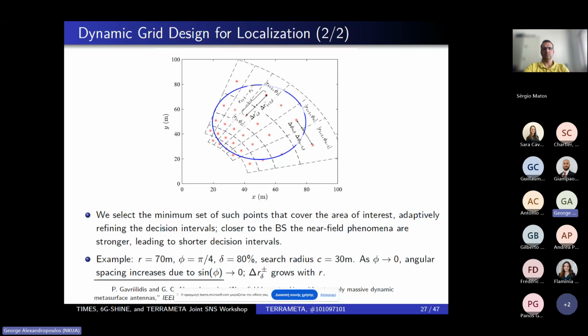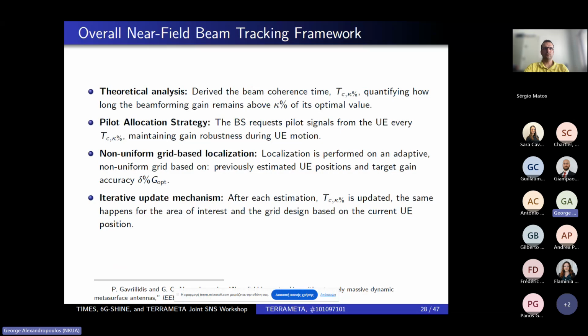I'm not going to go into the details there. You can see details for an example in the paper. In the economy of time, I will try to summarize here.